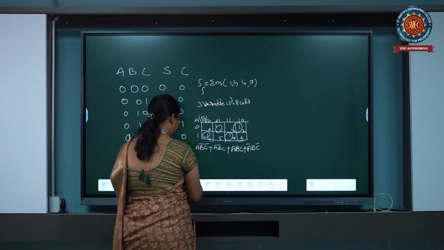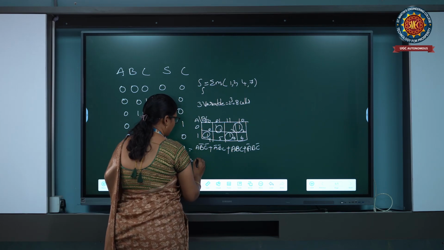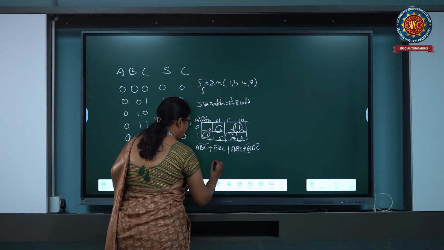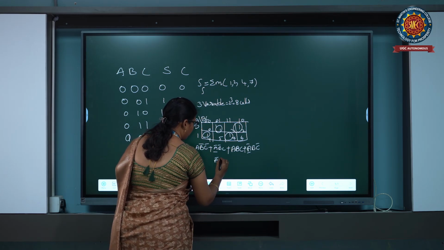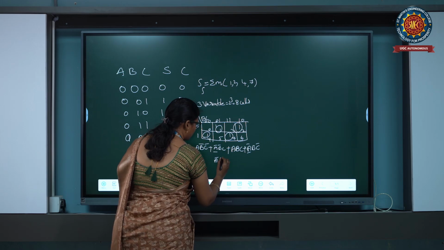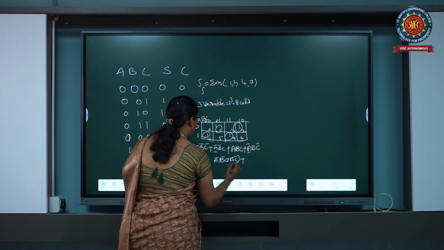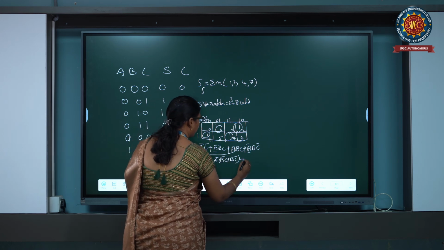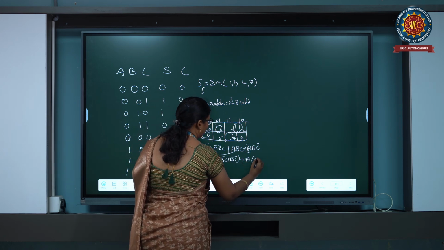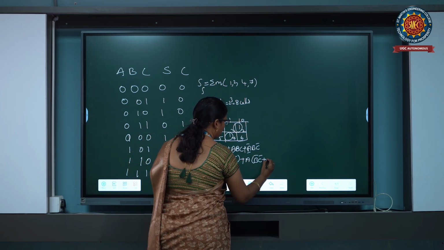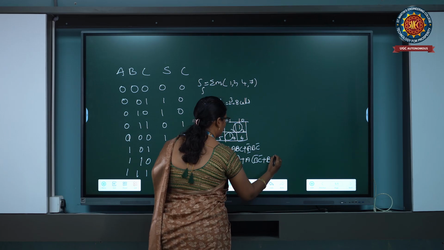If we simplify this equation by taking A bar as common in these two, we get A bar, B bar, C plus B, C bar. And if we consider these two inputs, if we take A as common, the other terms we are left with are B bar, C bar plus B, C.